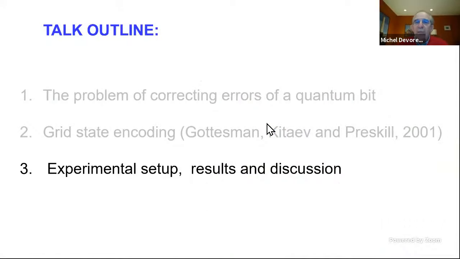Okay, so that's half of the talk. Now that I have introduced the principle of this encoding, let me go to the experimental setup. How do we, in practice, implement this error correction?